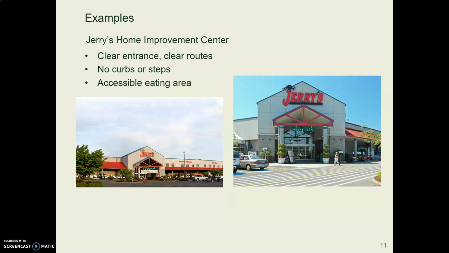So one example is Jerry's Home Improvement Center. Next time you go there, notice that they have a zero-step entrance. So the entrance is perfectly flat. Everyone can enter. There's a motion sensing door opener, so you don't need hand strength to open the door. There are lots and lots of accessible parking spaces close to the front entrance with clearly marked accessible wide routes to get there. Over here, there's an eating area that is accessible, although it is cluttered, so that's a bit of a problem. So that's a great example.